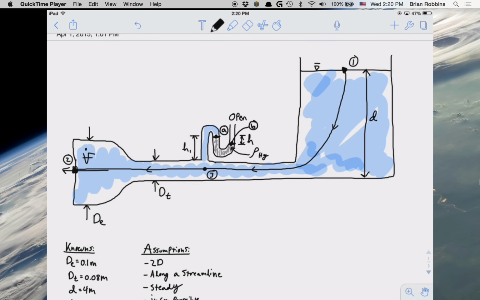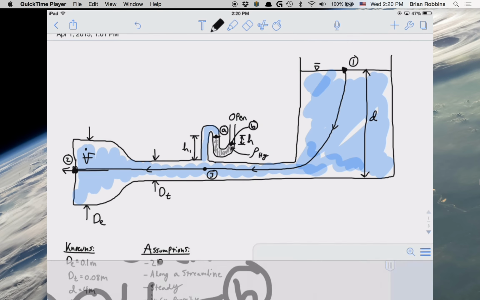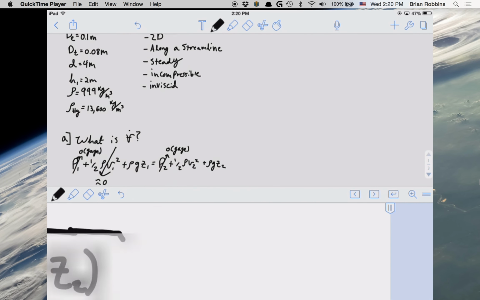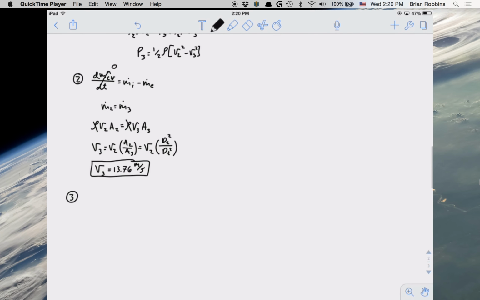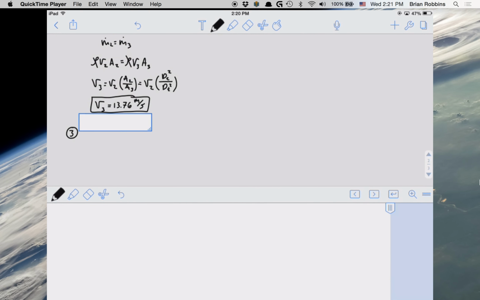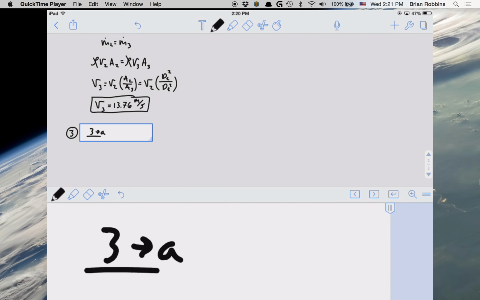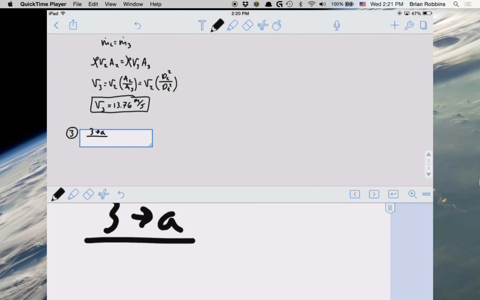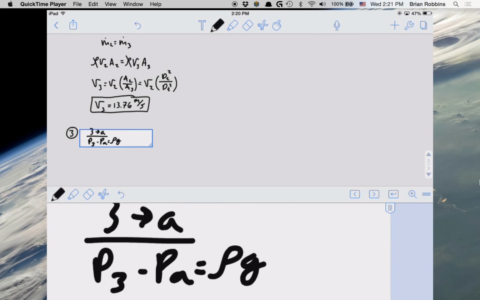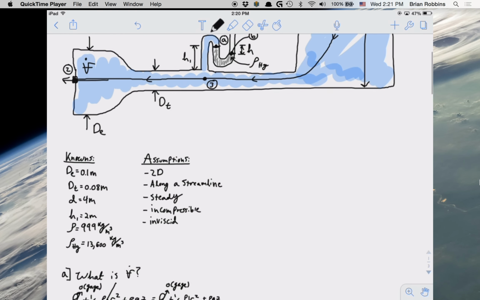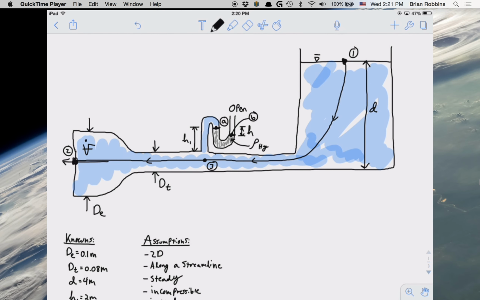Okay, so let's go ahead and now find the pressure differences between points 3 and A and B, and then solve that for the pressure at 3 so we can find out what H is. Okay, so let's go from 3 to A. So what we end up getting is that P3 minus PA is going to be equal to rho g, and if we go back up to our figure here, the difference between point 3 and point A is going to be H1 plus dt divided by 2.